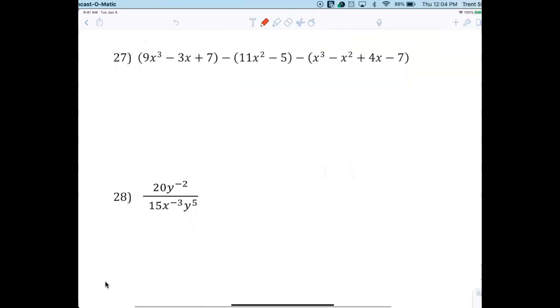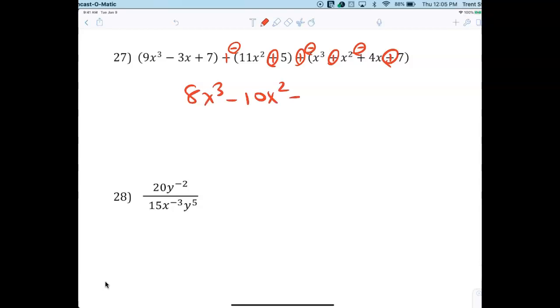Kenzie, 27. So first you do the negatives and so you put those in. And then I got... one second. Let me finish marking it. Sorry. That's all right. Now tell me. I got 8x to the third minus 10x squared minus 7x plus 19.